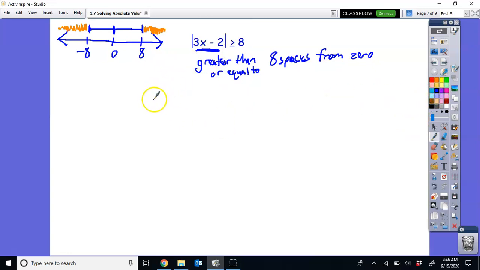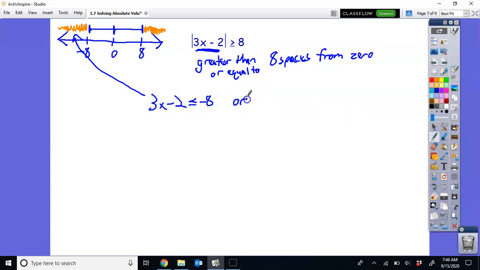So what this means is that 3x minus 2, the stuff that's on the inside, has to be way down here. And this is the tricky part. This is the one that most people mess up on. Numbers that are less than or equal to negative 8. They mess up because they don't pay attention to the fact that the numbers down here are less than negative 8, even though the distance is greater than 8. So be careful with that one. That's the one that most people miss.